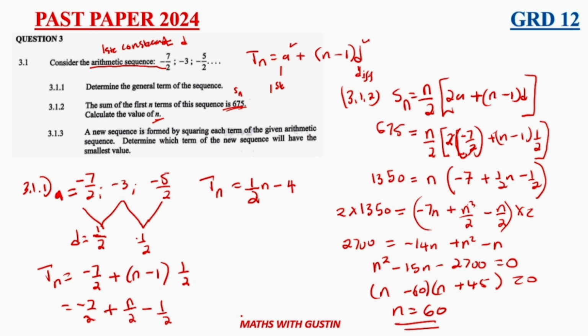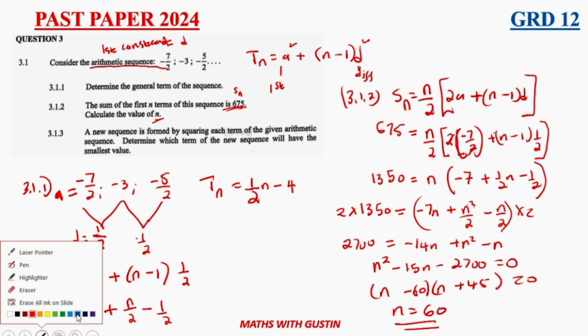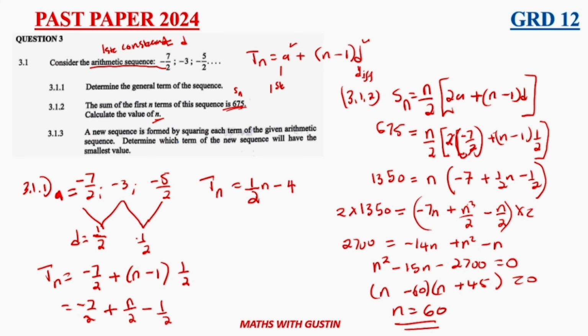The next question says that a new sequence is formed. I'm going to need a new color here because my page is full. I'm going to use blue. A new sequence is formed by squaring each term of the arithmetic sequence. Determine the term of the new sequence with the lowest value. So this is the same thing they are always asking us for, the maximum and minimum of the pattern. Now they just try to be a little bit tricky, asking it a little bit differently.